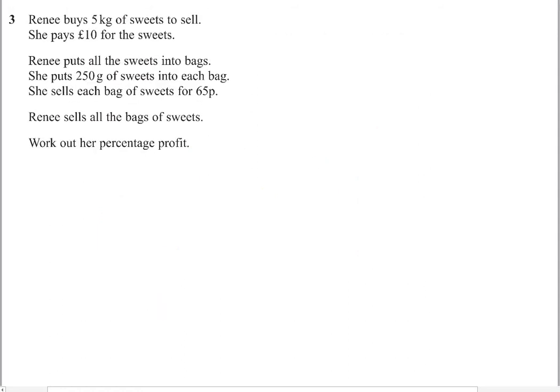Okay, question 3. Renee buys 5 kilograms of sweets to sell. She pays £10 for the sweets. She puts all the sweets into bags. She puts 250 into each bag and sells each bag for 65p. She sells all the bags, work out her percentage profit. So first we need to look at, how many grams are there in 5 kilograms? Well, that's just 5,000 grams. Yeah, there's 1,000 grams in a kilogram.